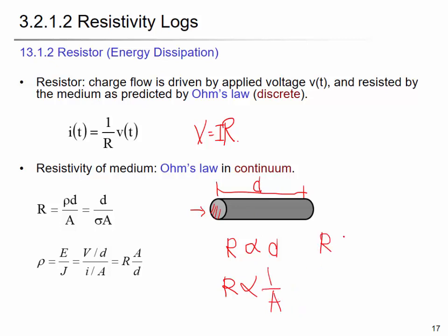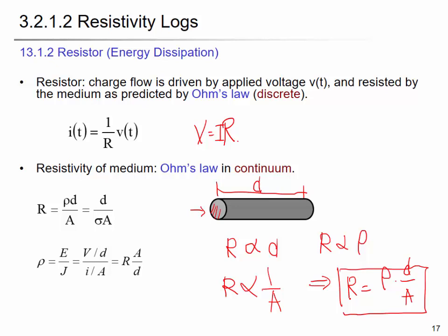And also R is proportional to the material property, the electrical resistivity. So if you combine everything, then R becomes resistivity times D over A, which is the same equation that you have in here.